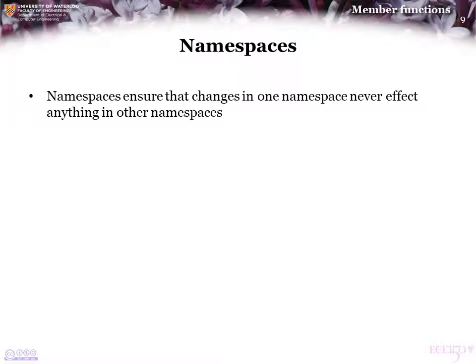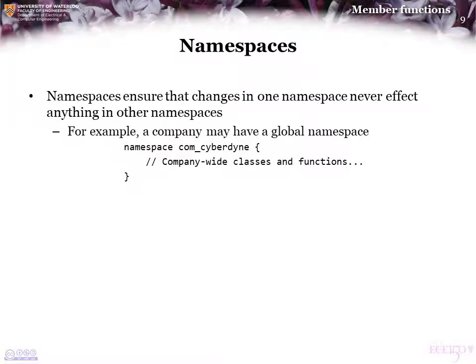Now, one nice thing about namespaces is that they ensure that the introduction of new identifiers in one namespace never affects anything else in any other namespace. So, for example, a company may have a global namespace. So here we have the namespace com_Cyberdyne. And this may include company-wide classes, functions, etc.